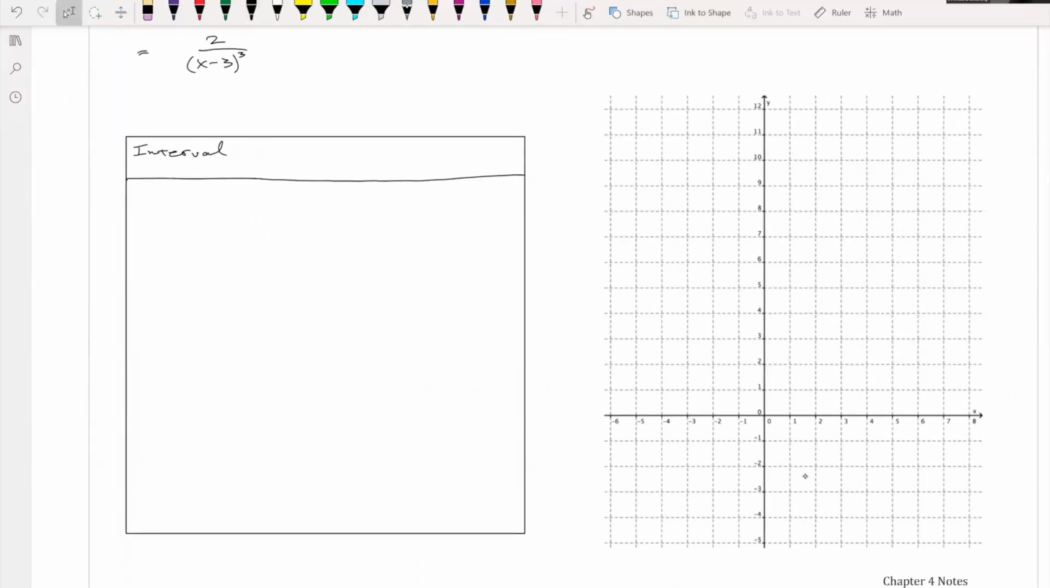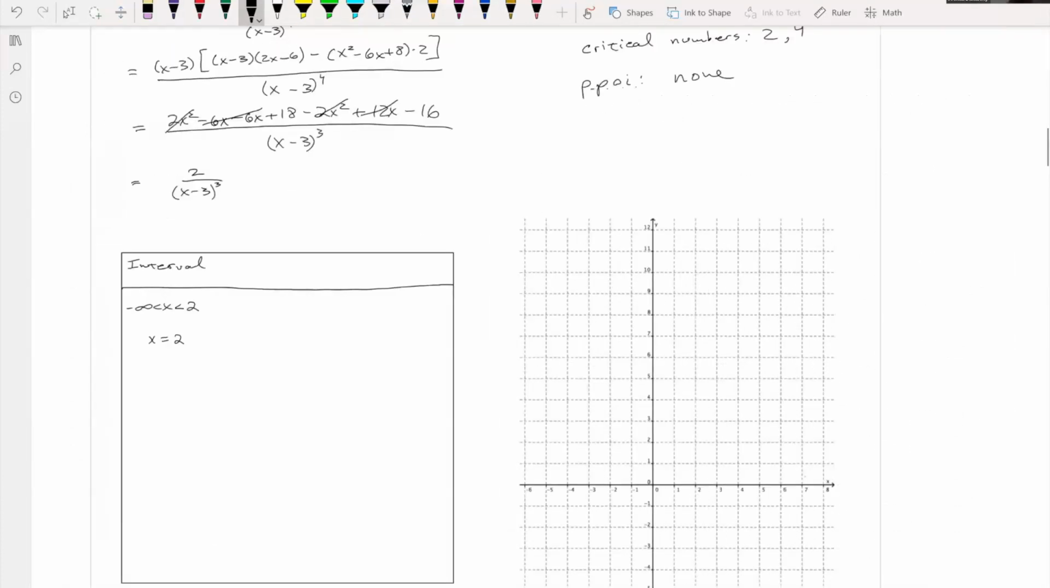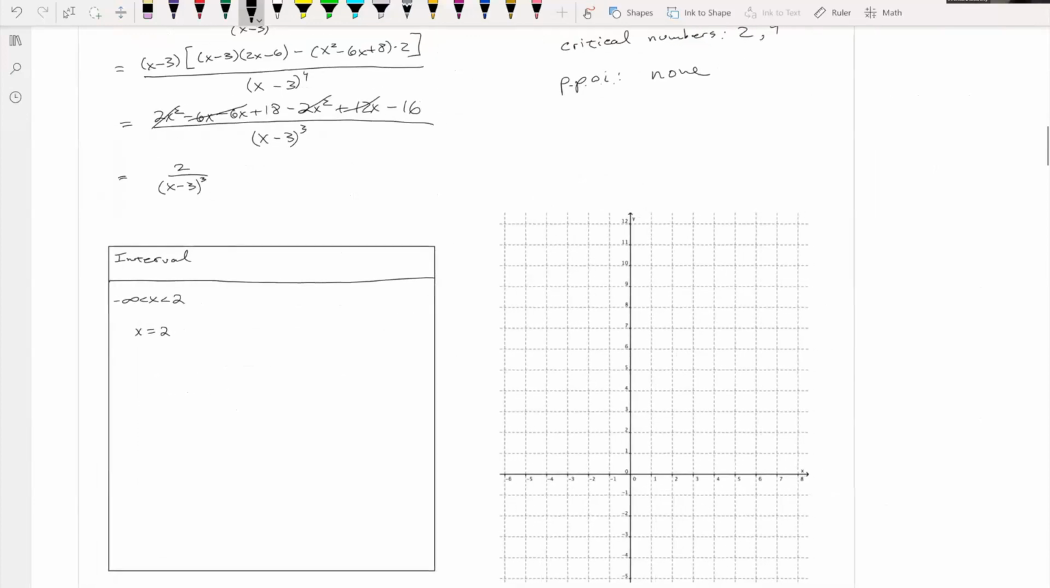Okay, so our intervals are going to be what? Negative infinity, less than x. Our first critical number is 2. Then we're going to have x equals 2. All right, I'm looking at the critical numbers up there. Then we're going to go from 2 to 3 because 3 is a vertical asymptote. Then we're going to go from 3 to 4 because 4 is another critical number. And then we're going to see what happens at 4. And then we're going to go from 4 to infinity.